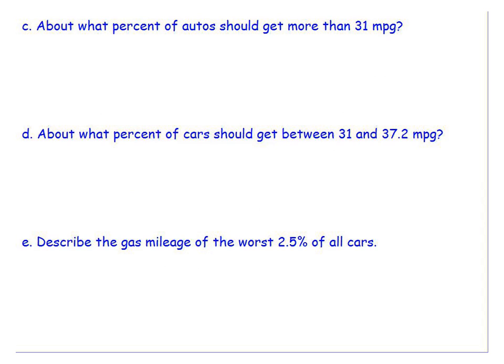So about what percent of autos should get more than 31 miles per gallon? So more than 31, I'm going to draw a quick little demonstration again. This is just a baby version. 31, if that was your mean in the middle, that was the 24.8. 31 was one marking out. So this was your 31. We want to know what percentage of autos should get more than that. More than that is to the right.